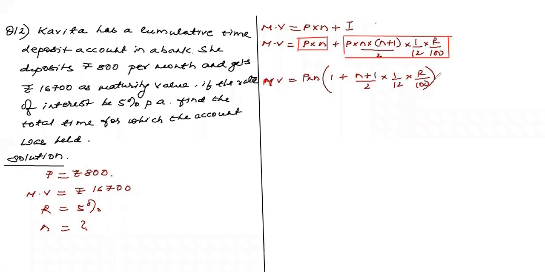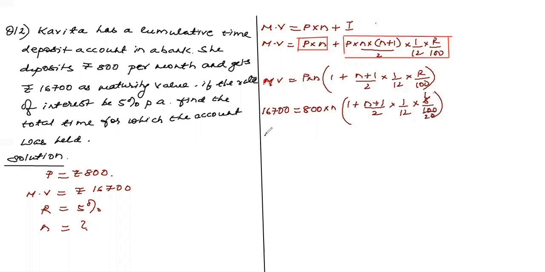So what values do I know here? I know the value of maturity value. How much is it? 16,700. Okay, fine. I know the value of P. How much is it? 800. I don't know the value of n. Here, 1 as it is. I don't know the value of n. n plus 1 upon 2 as it is. This is 1 by 12 into, and this becomes 5 upon 100, okay? So any cancellation, yes, maximum what you can do is 5 one time, 5 20 times.